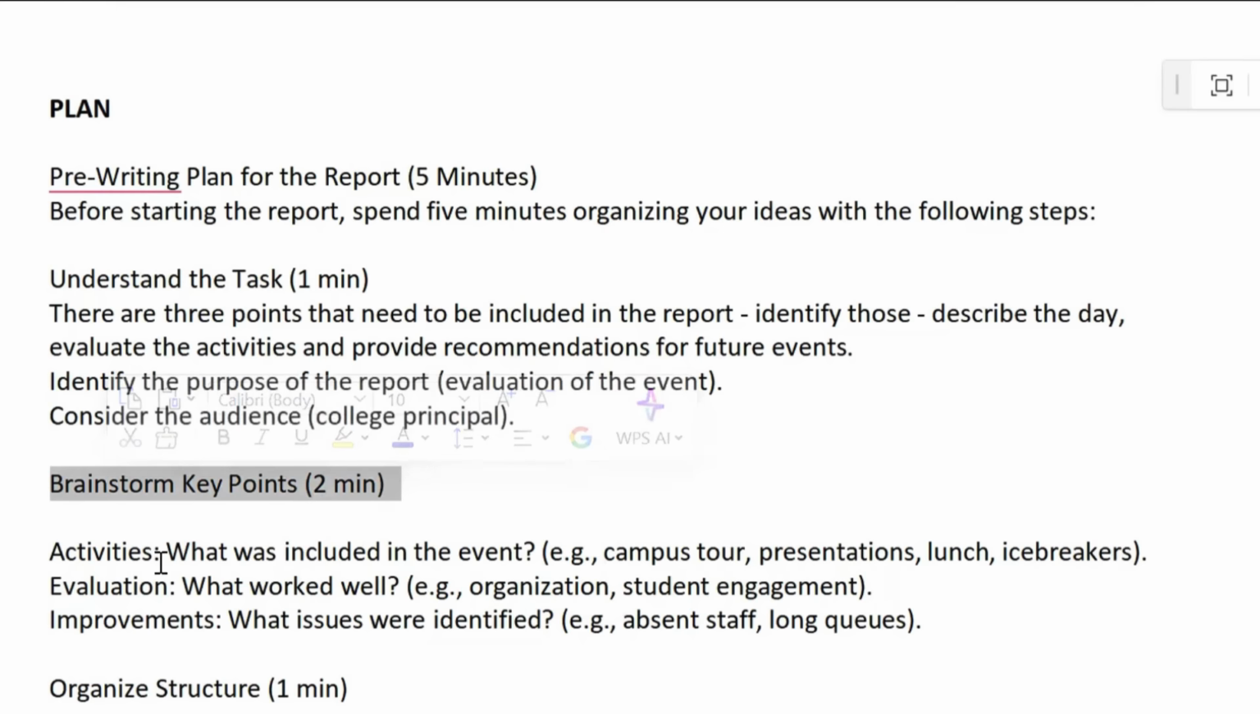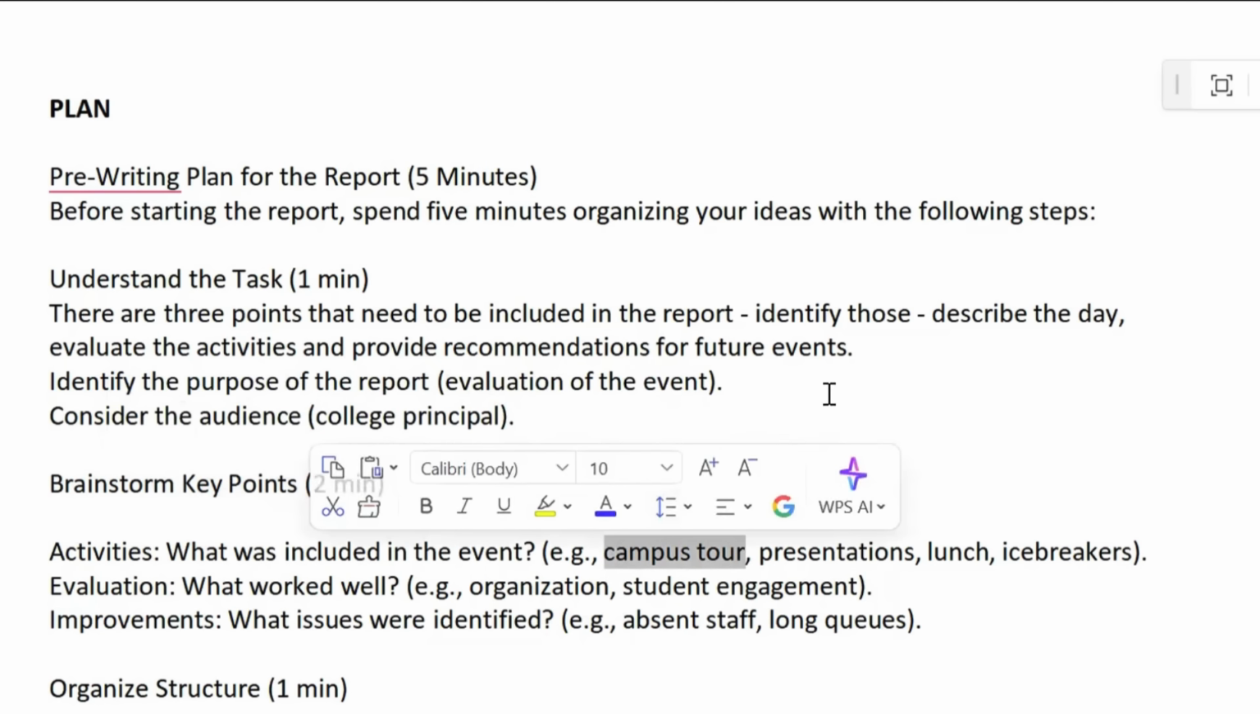Well, we're going to have to think about ideas of what happened in the day, what was included in this welcome day, because we're going to have to describe these activities. So we're going to have to sit down and think about how the day was structured. Perhaps there was a campus tour. Perhaps the students were taken on a tour of the campus. They were shown the different elements of the university, of the college.